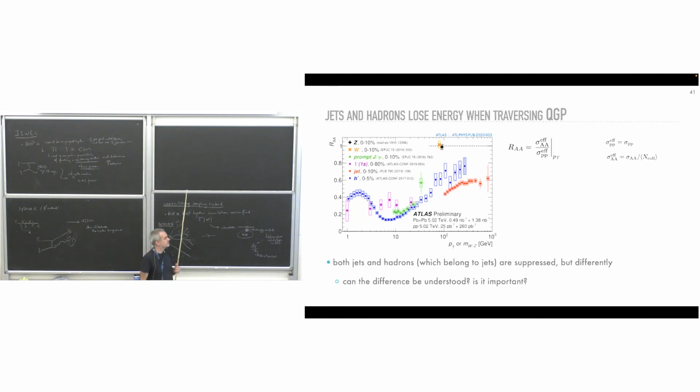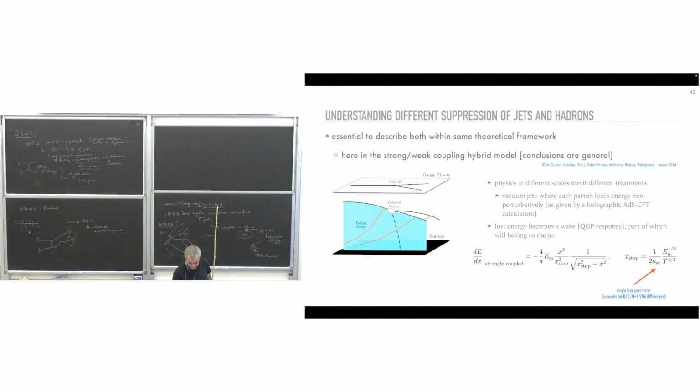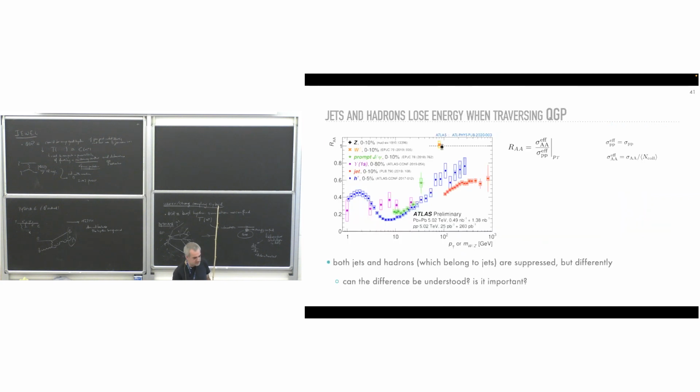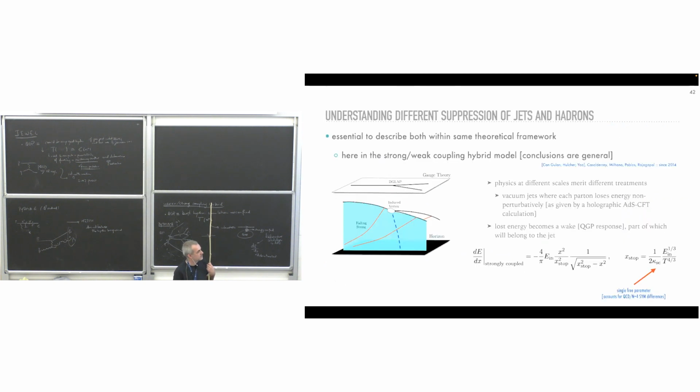Okay, so what's the difference between jets and hadrons that make them be suppressed differently? It's a simple answer, but in my opinion, rather non-trivial, because it's not the sort of thing that we usually think. So this is the advertising picture of the hybrid model, because I'll get to the conclusions about the different suppression of jets and hadrons in the hybrid model, although it's generic.